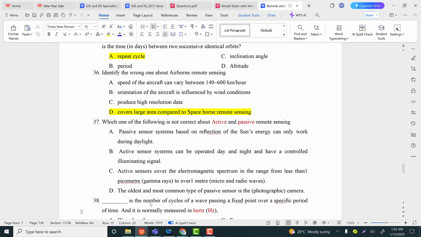Active sensors cover the electromagnetic spectrum in a range from less than 1 picometer, gamma ray, to over 1 meter, micro and radio wave.